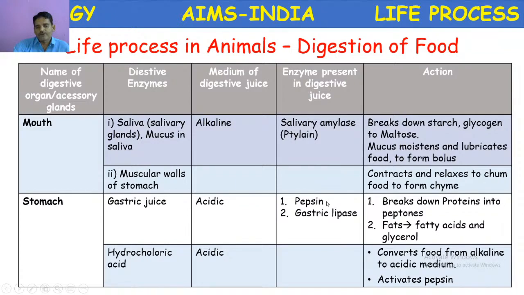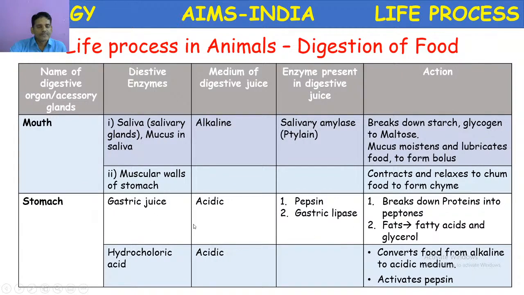Pepsin is first produced in inactive form. It is converted to active form by the action of HCl. Pepsinogen is the inactive form, converted to pepsin by HCl. After that, it acts on proteins and breaks them down into peptones. Next, gastric lipase acts on emulsified fats and converts them into fatty acids and glycerol. The action of hydrochloric acid converts the alkaline food to acidic food.